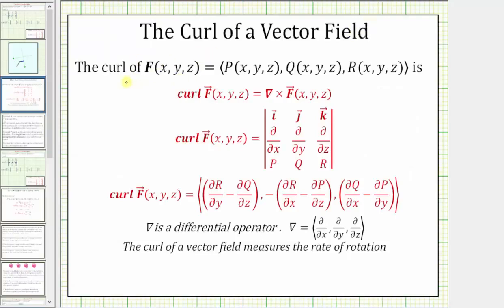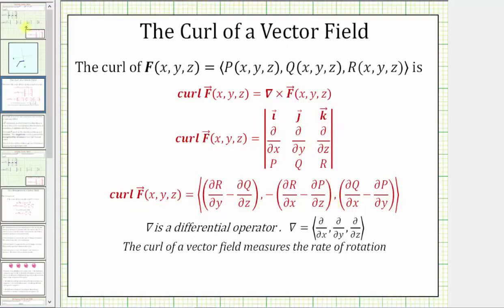If the vector field F has components P, Q, R, then the curl of vector field F is equal to del cross the vector field F, where del is the differential operator shown here. So this cross product would give us this 3 by 3 determinant. If we evaluate this, we would get this formula here for the curl of the vector field F.